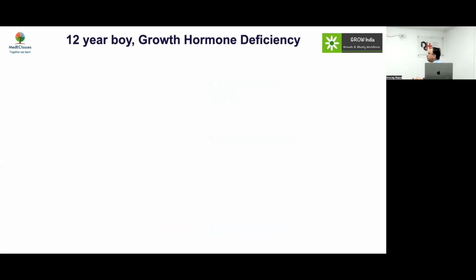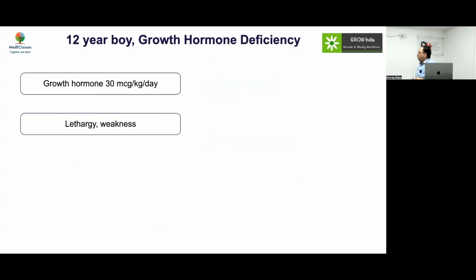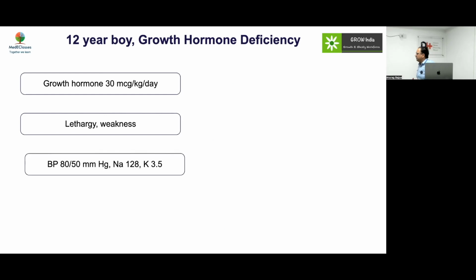Now, a 12-year-old boy with GHD on growth hormone, lethargy and weakness. Now his blood pressure has gone down and sodium is also low. So what do you think has happened to this child? Now it could be associated with other hormonal deficiency. So with the hyponatremia, it is pointing towards hypocortisolism, or it is pointing to an adrenal crisis. So you have to think about the metabolism.